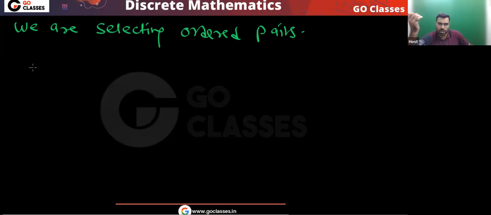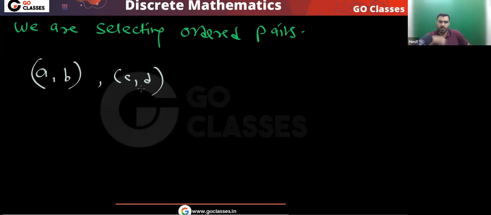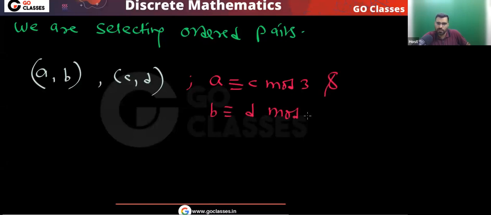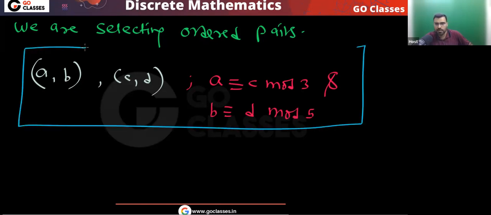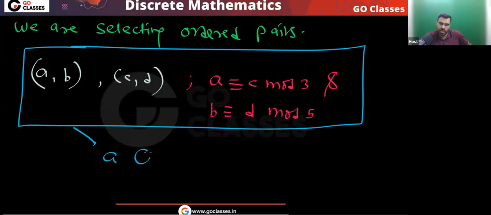We want this type of ordered pair, meaning (A, B) and (C, D). Let's call it a couple. This type of ordered pair, where A is congruent to C mod 3 and B is congruent to D mod 5. This is the question. Is this point clear? We are calling it a couple.